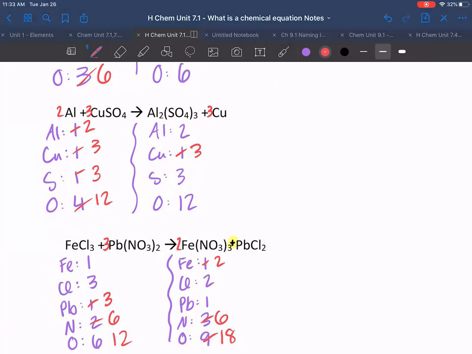Right now we don't have the right number of oxygens. We still need to figure it out. Actually, we do have the right number of oxygens. I can't do math. We have 18 oxygens. 3 times 6 is 18.